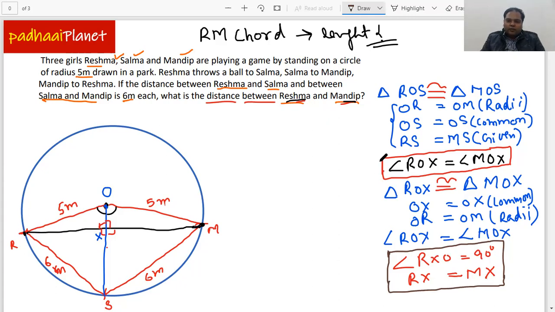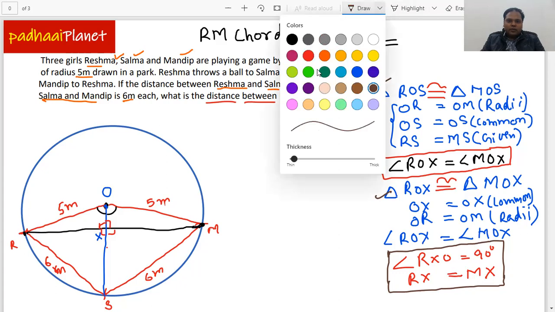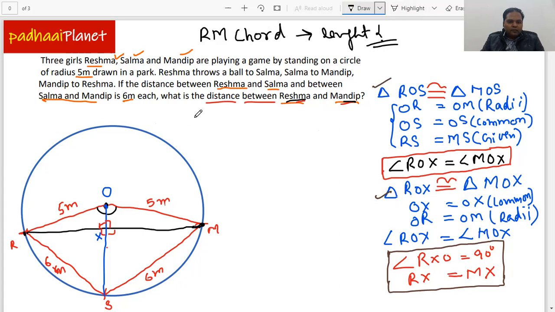In the starting, I told you that there are three different stages of this question. The first stage was this. This is the second part. And now we are starting with the third part. Here in the third part, we are again going to consider the two triangles. First, the triangle which is taken here is triangle RXO.